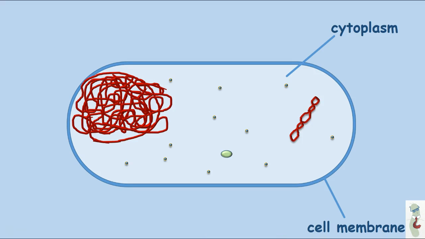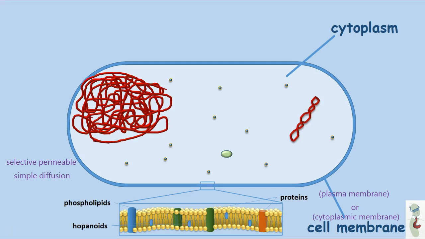The cytoplasm itself is surrounded by a cell membrane, which forms the boundary between the cell and its environment. It's also called the plasma membrane or the cytoplasmic membrane. The cell is selectively permeable, which means that it allows certain molecules to enter and/or exit the cell through a process known as simple diffusion. The cell membrane is a phospholipid bilayer. It has 2 layers of phospholipids, similar to that of eukaryotic cells, and it also contains proteins.